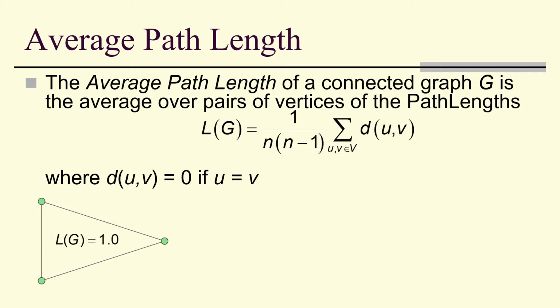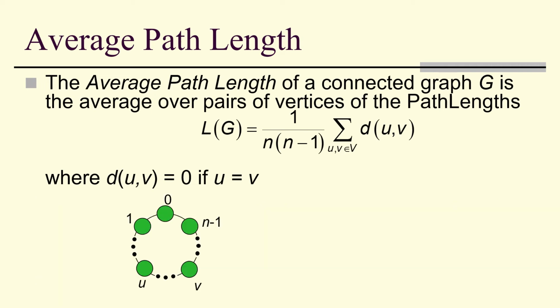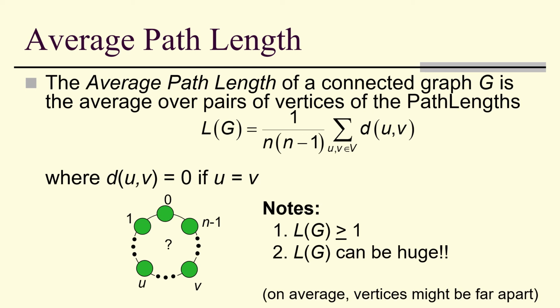Here we have an average path length of 1, here an average path length of 2, here an average path length of 3. And again, there's a pattern here. Notice that the average path length has to be greater than or equal to 1, but it could be huge.